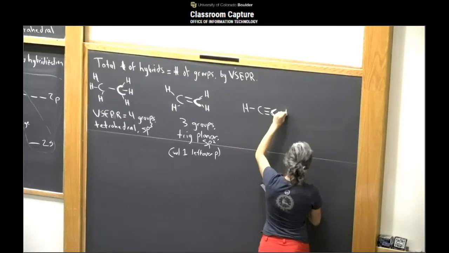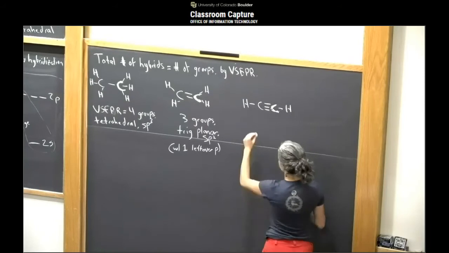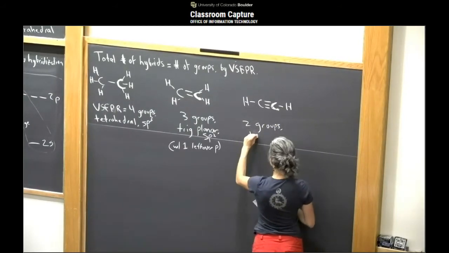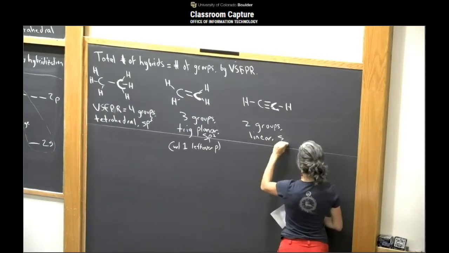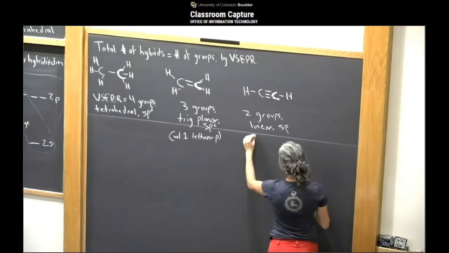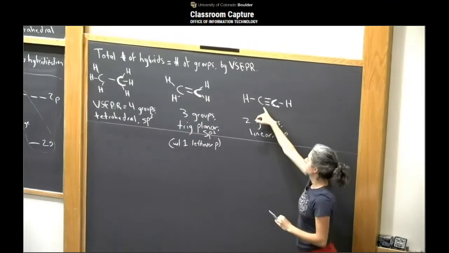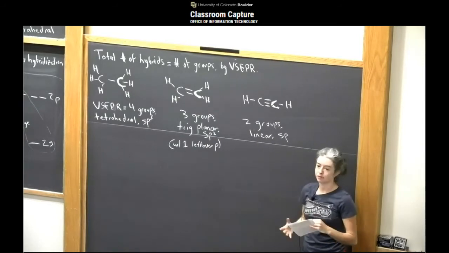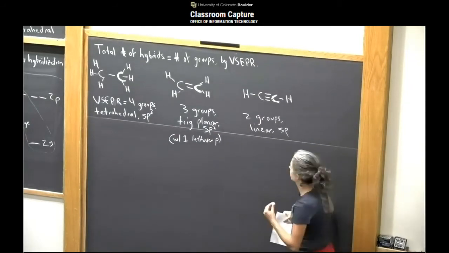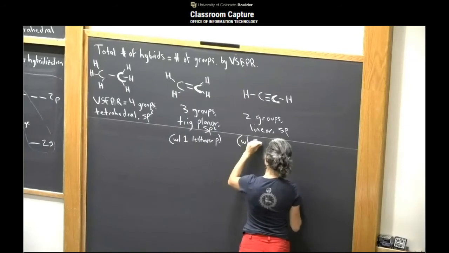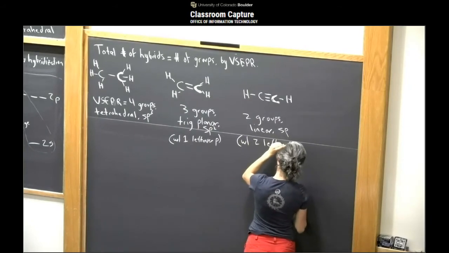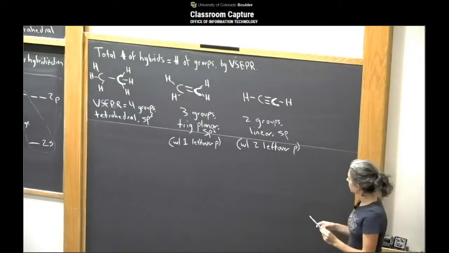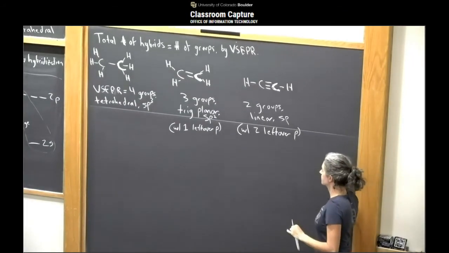So then sort of the third option here is 2 groups. So it's linear or sp geometry. So because the carbon is using up one of its s, or its only s, and one of its p orbitals, that tells you it's got 2 leftover p orbitals that it can do something with. Okay. So any questions about that?